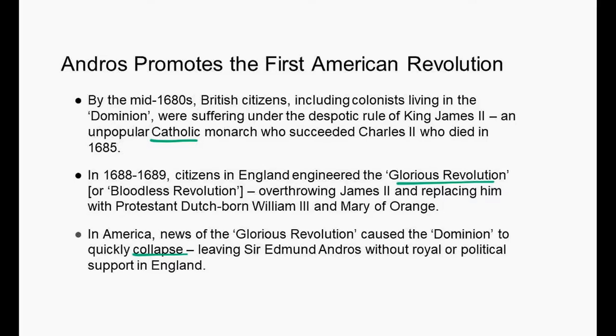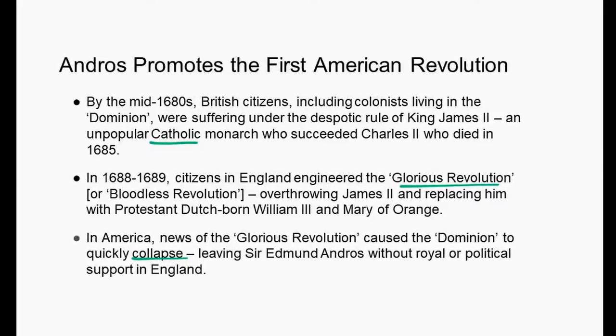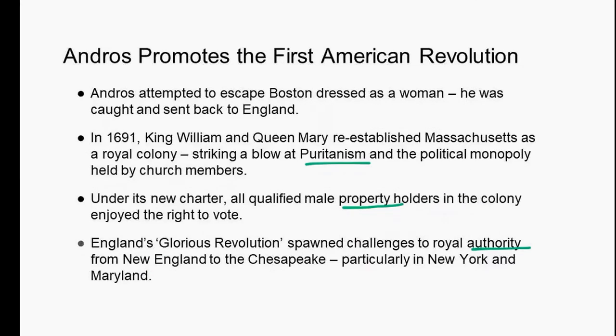In America, news of the Glorious Revolution caused the Dominion to quickly collapse, leaving Sir Edmund Andros without royal or political support in England. Andros attempted to escape from Boston dressed as a woman, but he was caught and sent back to England.